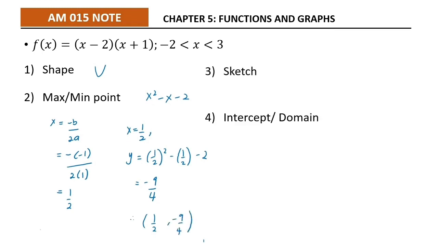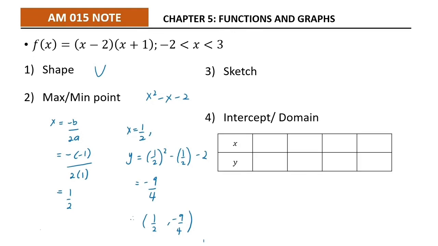Sketch the graph, intercepts. For intercepts, x equals 0, y equals 0. When x equals 0, y equals negative 2. When y equals 0, x equals negative 1 and 2. And then since this graph has a domain from negative 2 to 3, include the domain in the calculation. When x equals negative 2, y equals 4, and when x equals 3, y also equals 4.